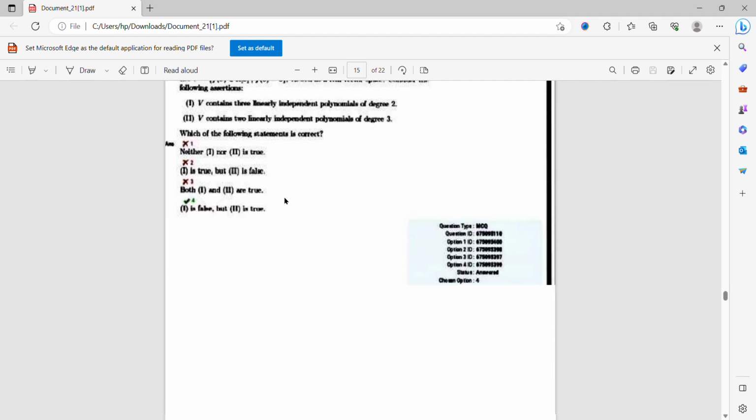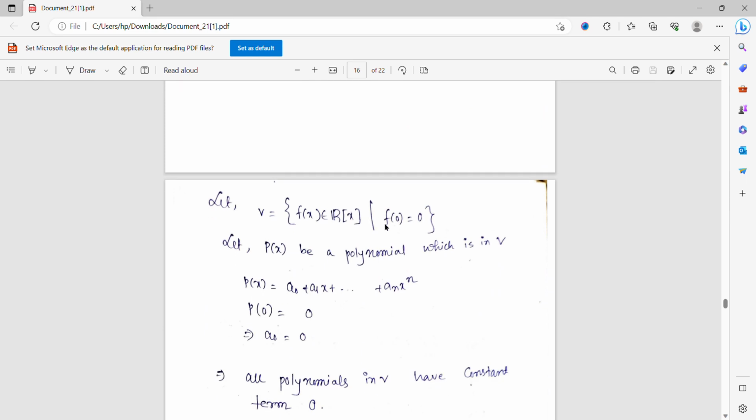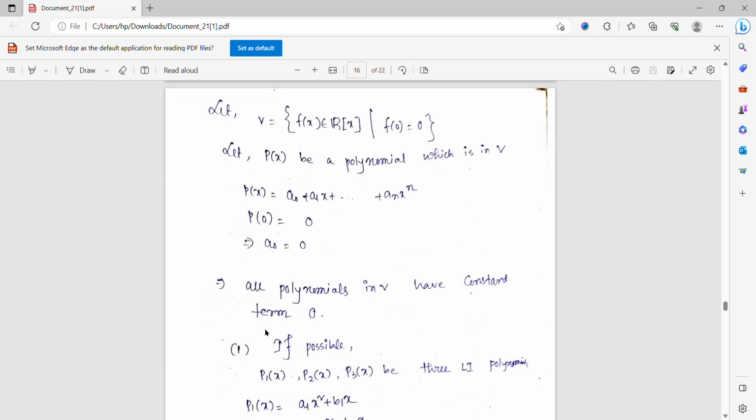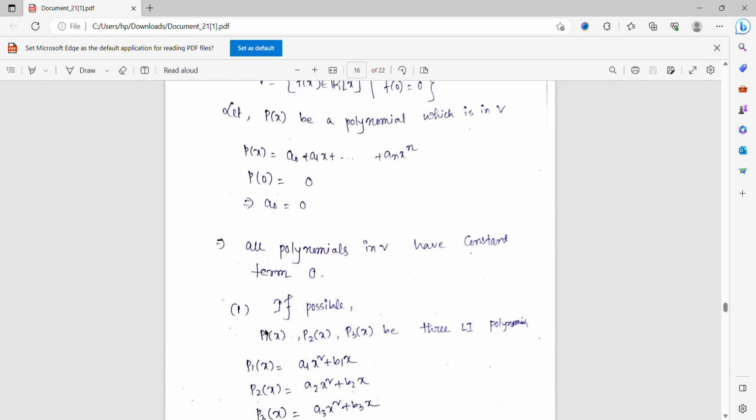It is asked. So let's say V is {f(x) belongs to R[x] such that f(0) equal to 0}. Let p(x) be a polynomial which is in V, say p(x) equal to a0 plus a1 x dot dot an x to the power n. So p(0) equal to 0 by the given condition, that will imply that a0 equal to 0. That means all polynomials in V have constant term 0. I mean all the polynomials inside the vector space V have constant term 0.